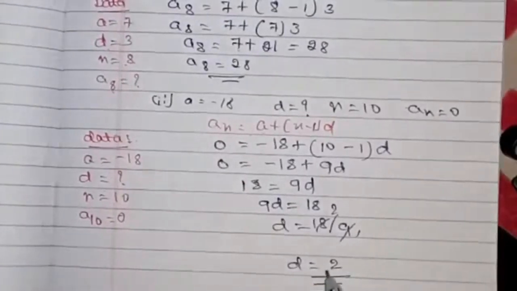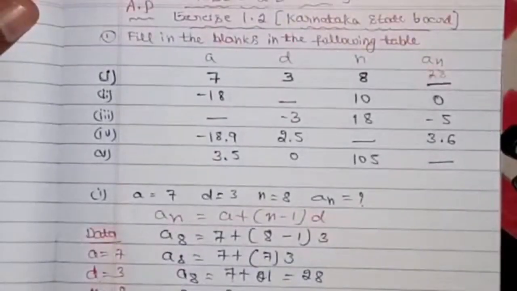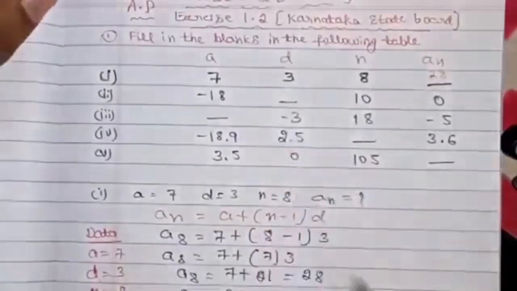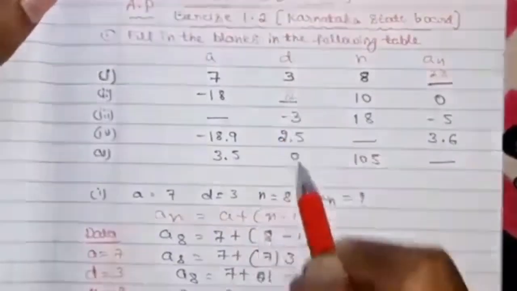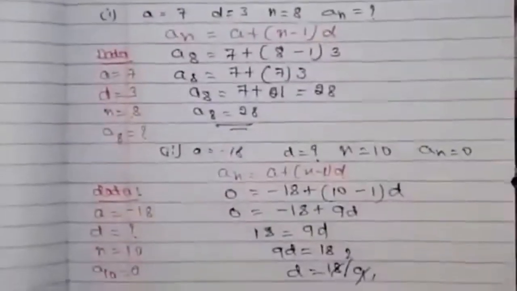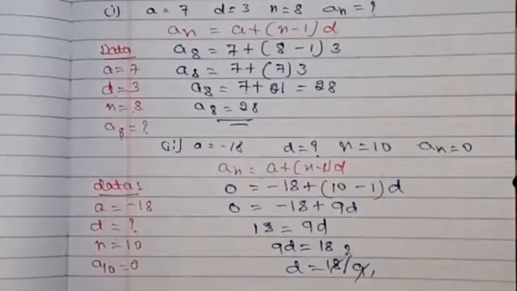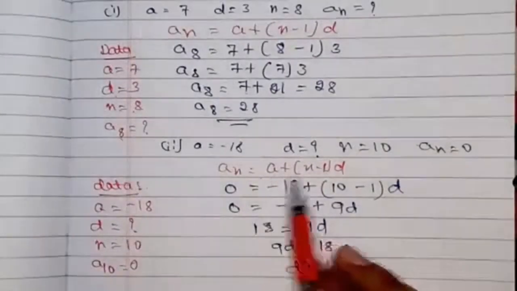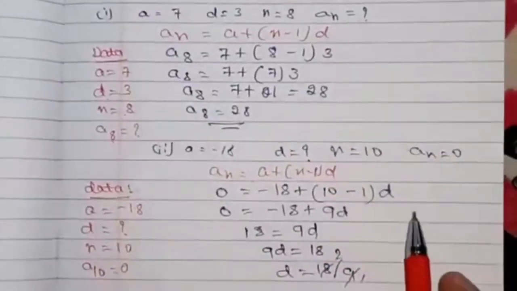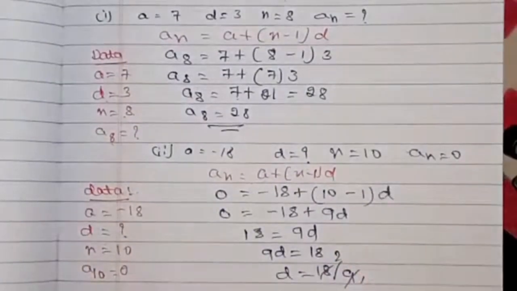The common difference is 2, right? So we need to fill up the blanks, right? So here we need to write the answer. The answer is 2. Like this you need to find the values of d or a, whatever they have asked, by using this formula, children. These are the two problems. So now we need to solve the next problems.